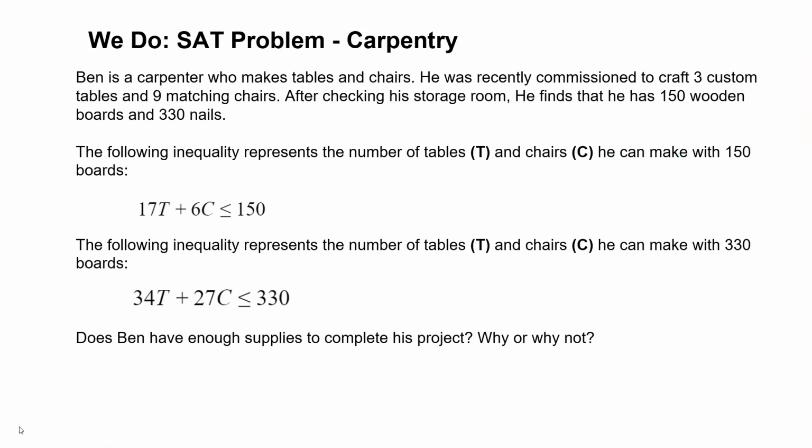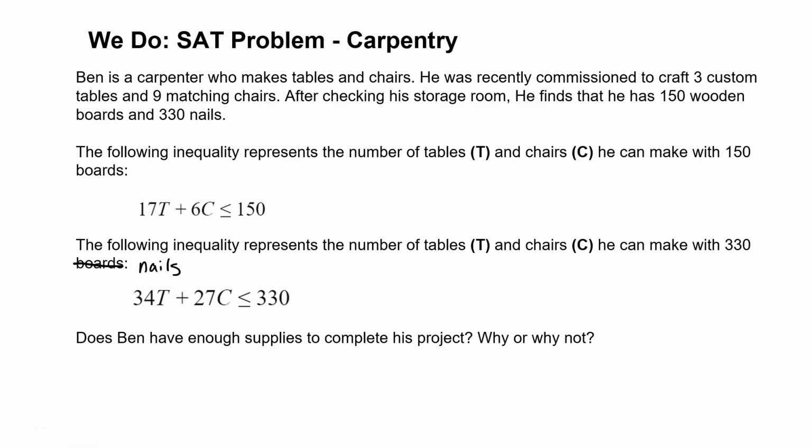So let's look at the next section, SAT problem carpentry. Ben is a carpenter who makes tables and chairs. He was recently commissioned to craft 3 custom tables, 9 matching chairs. After checking his storage room, he finds that he has 150 wooden boards and 330 nails. Following inequality represents the number of tables and chairs he can make with 150 boards. Following inequality represents the number of tables and chairs you can make with 330 boards. This should be nails, right? Nails.